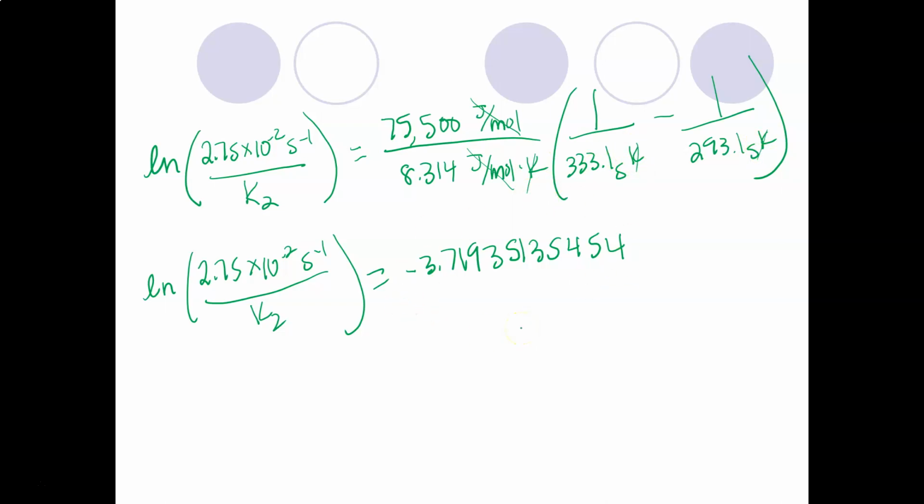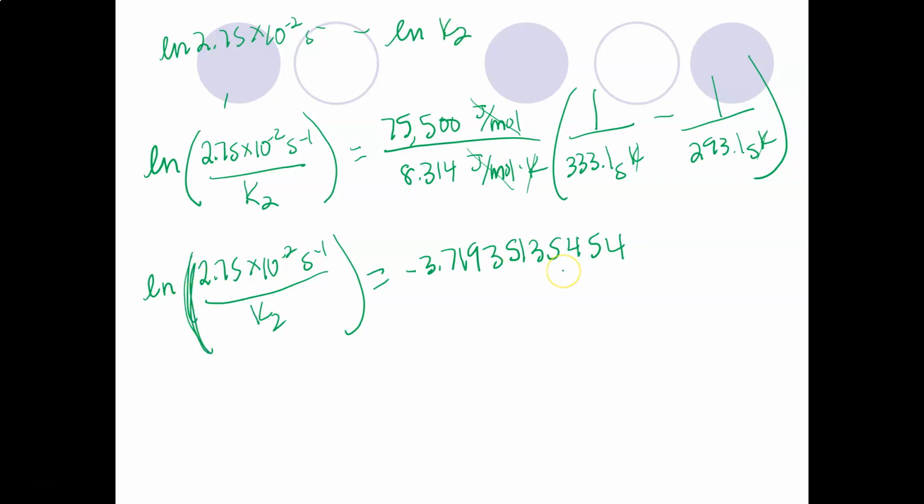Now I'm trying to solve for K2. Right now, things look a bit of a mess. I've got a natural log that I need to get rid of before I can break this apart. Or I can use log rules and say that this is equal to natural log of 2.75 times 10 to the negative 2 inverse seconds minus natural log of K2. I could break that down using log rules and then rearrange, but I'm going to just leave it like this.